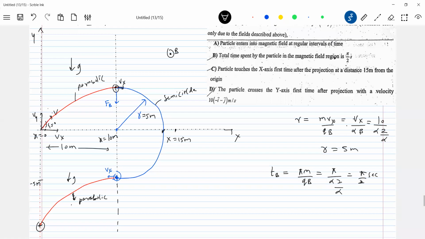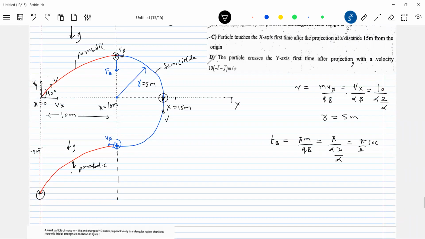I think it's okay. Here it will have velocity like this, particle. The particle crosses the y-axis first time after projection with a velocity minus 10 i cap minus j cap. How to decide this? I think the x component of velocity will not change, no? And here, what is the y component of velocity? It will be 0. So here it is going to have the same velocity initially what we projected.